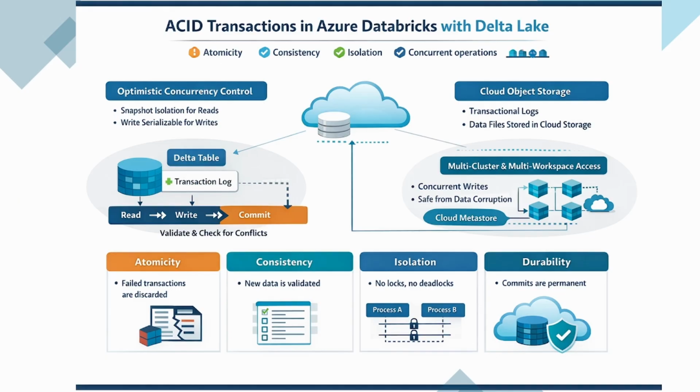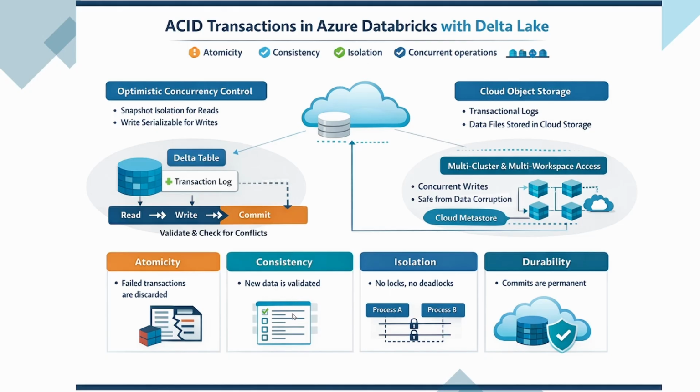Atomicity. It just means that a transaction, like say updating a table or adding some records, either happens completely or not at all. There's no in between. Imagine you're adding 10 rows to a table. Atomicity ensures either all 10 get added or none of them do. No half-done stuff that could mess up your reports. That's a relief, right?